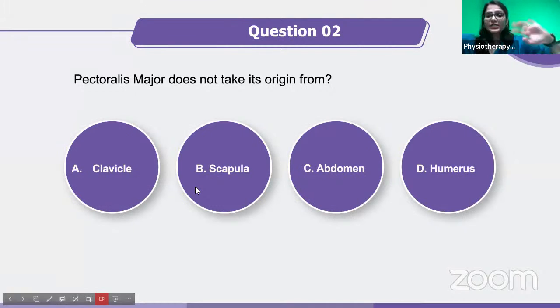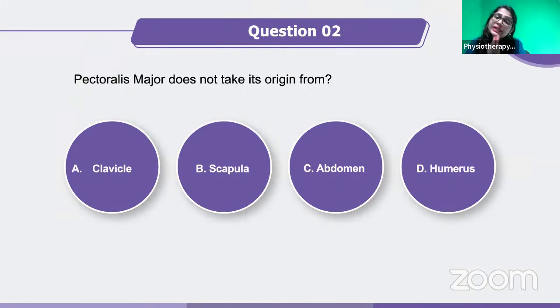Now, quiz time. The second question is, pectoralis major does not take its origin from. So read the question properly. Pectoralis major does not take its origin from? Option A, clavicle. Option B, scapula. Option C, abdomen. Option D, humerus. I think we have posted this in the group also, and we've got a lot of wrong answers. So as I have already explained to you, where does this pectoralis major exactly start from? You should be able to tell. It's the answer for this question.